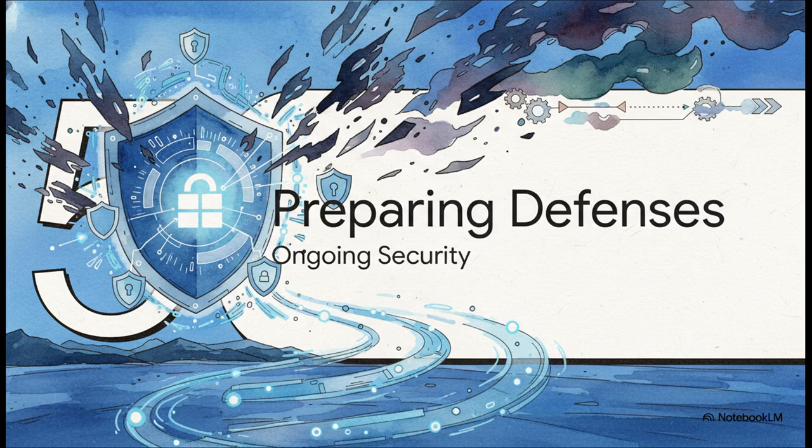Look, adopting AI isn't something you can just set and forget. The threat landscape is changing fast. I mean, it's evolving constantly, which means your defenses have to evolve right along with it. This takes long-term vigilance and a real commitment to always be learning and improving.